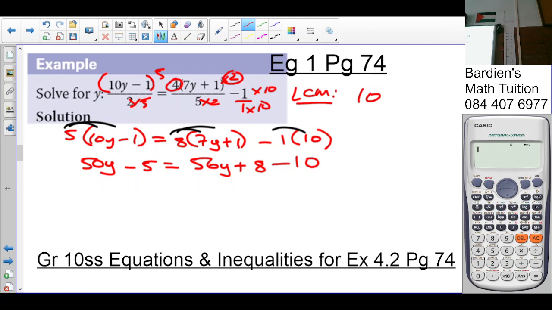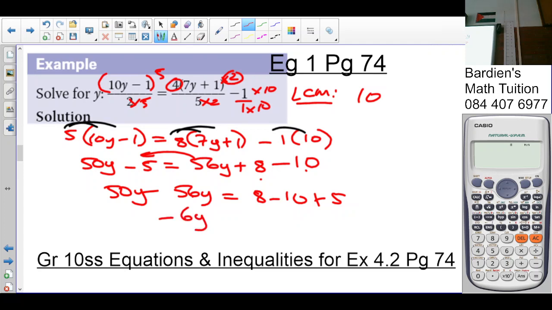Right, what do I do now? Variables one side, numbers the other side. So it's 50y minus 56y equals 8 minus 10. So it's 50y minus 56y, negative 6y equals 8 minus 10, negative 2 plus 5. So what do I do now?